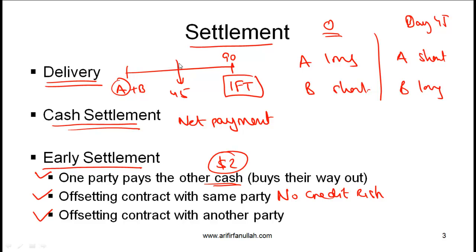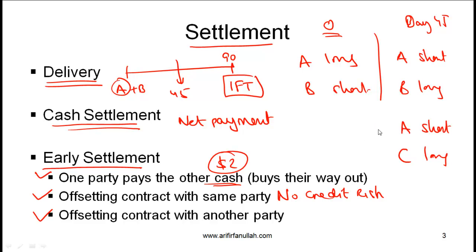So if you want to get out of this deal, the first thing you do is approach party B and see if you can either get into an offsetting contract or pay some cash and get out. But let's say party B refuses. Then you need to get into an offsetting contract with another party. So what you do on day 45 is take a short position with another party, let's call that party C, which now has a long position.